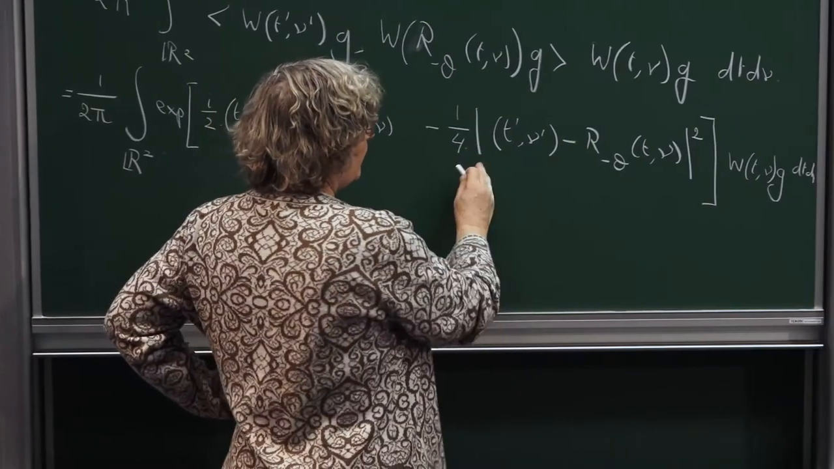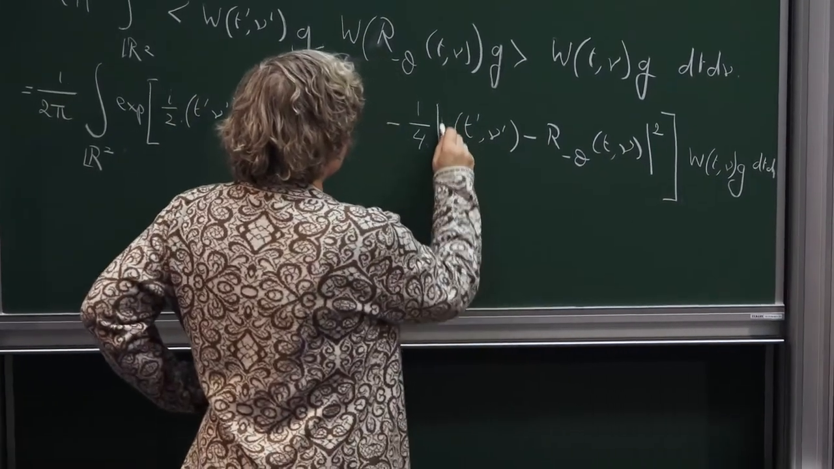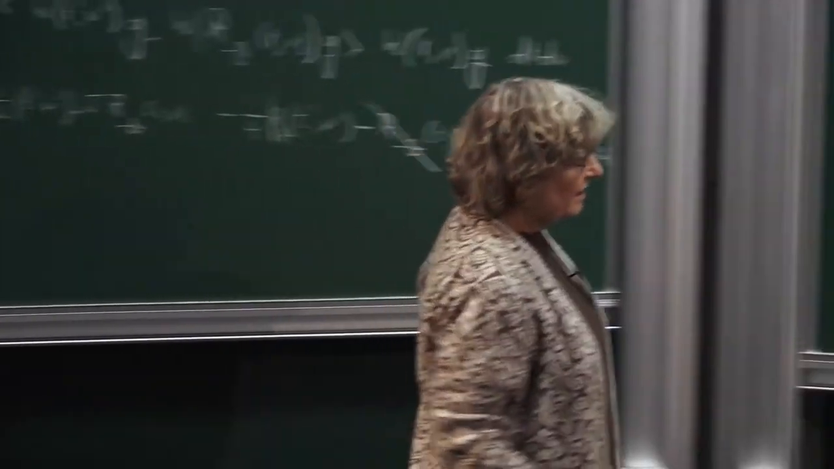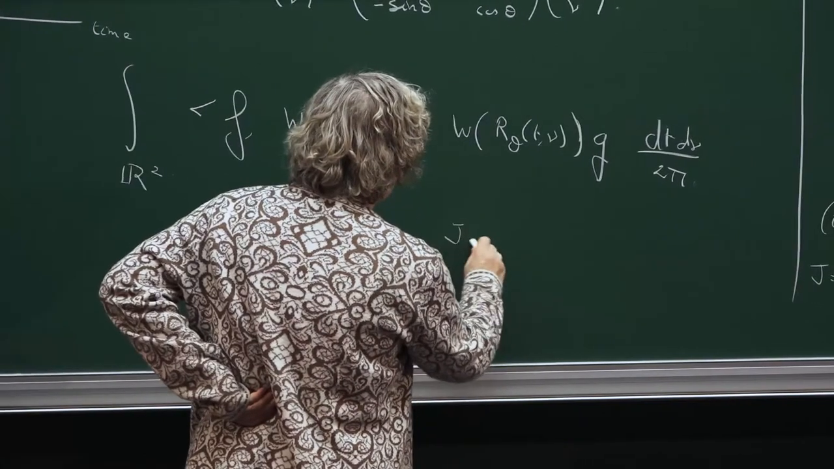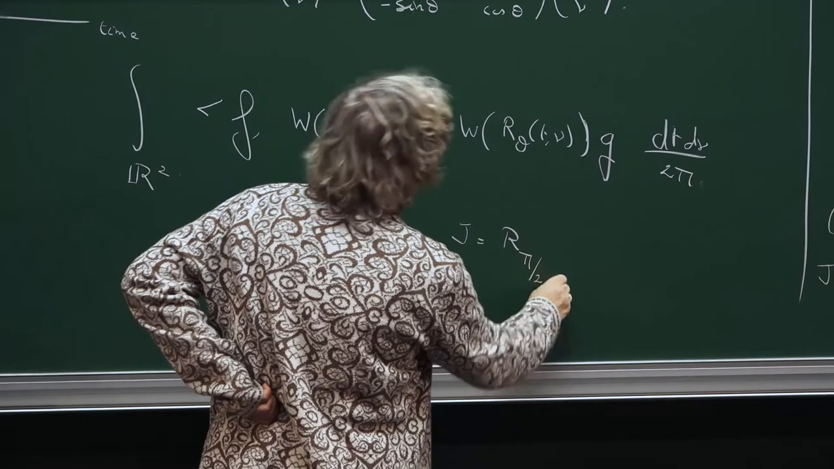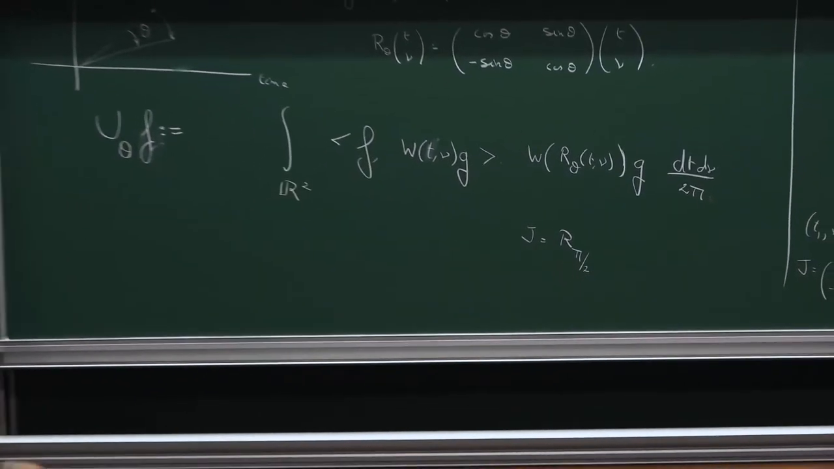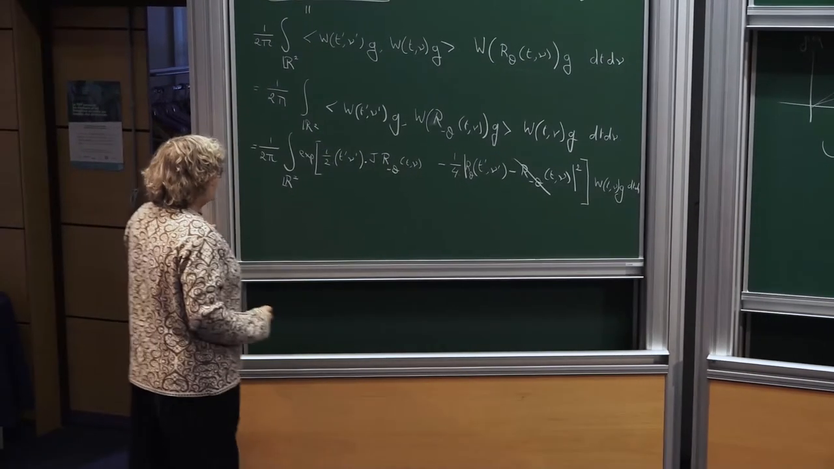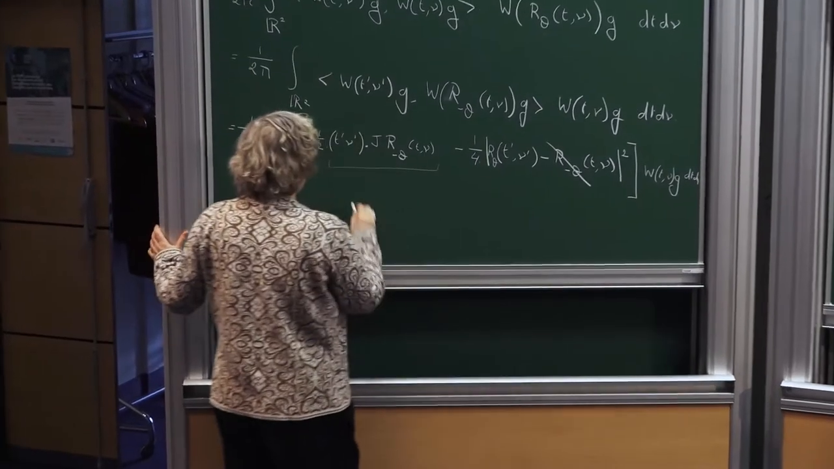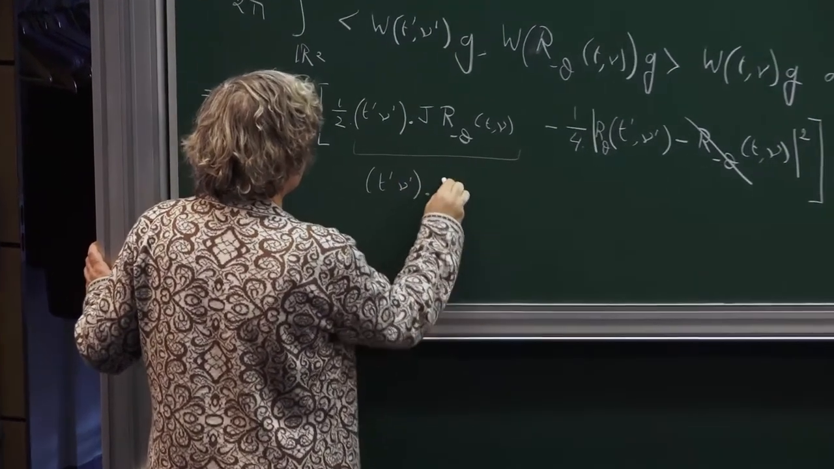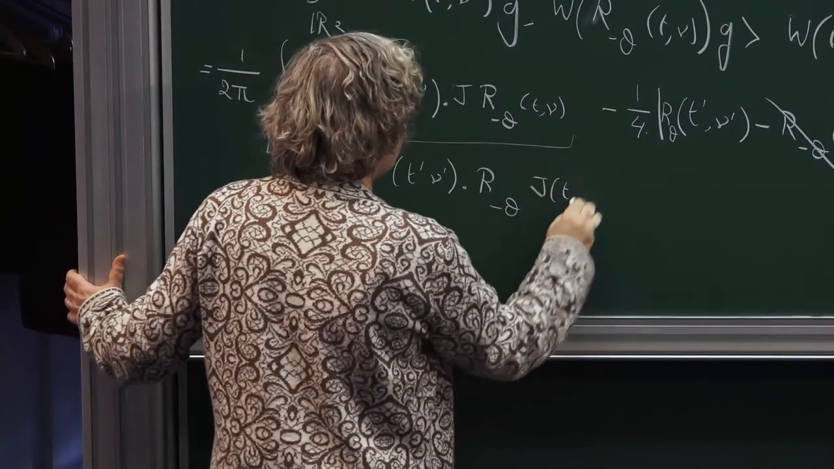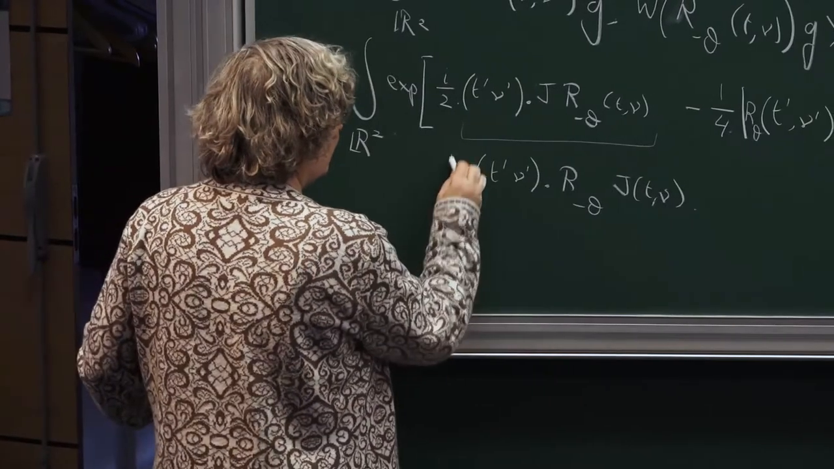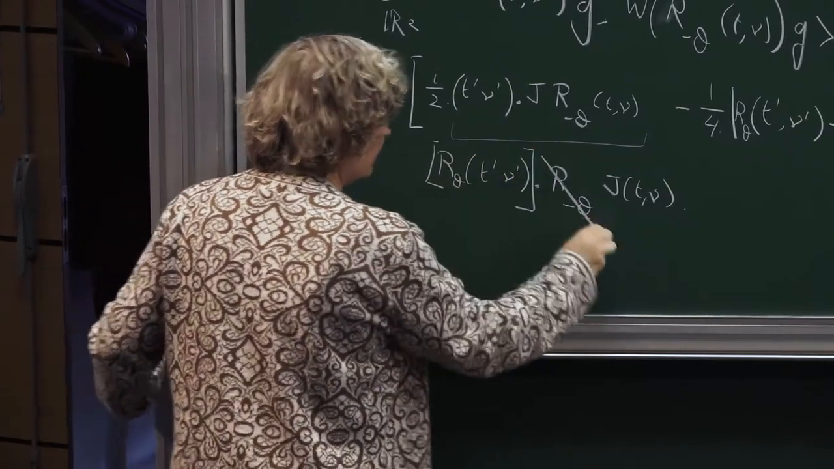Now here, because the Euclidean norm is invariant under rotation, I can put the rotation there. Now, if you look at J, J in fact is nothing but one of these rotations itself. J is r pi over 2. I mean, if you plug in pi over 2 in our definition of r theta, then you get exactly J. And all these rotations, of course, commute. I mean, they're rotations in the plane. So this is here the same as (t prime, nu prime) dot r minus theta acting on J(t, nu). And because the dot product is invariant under rotation, that's the same thing as putting the rotation here and taking the dot product with that.